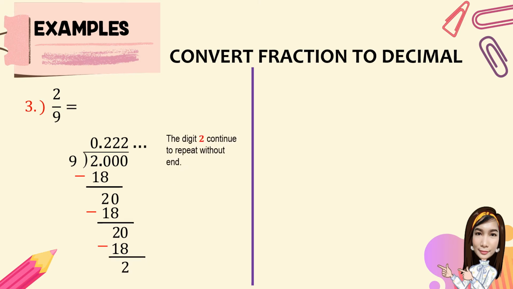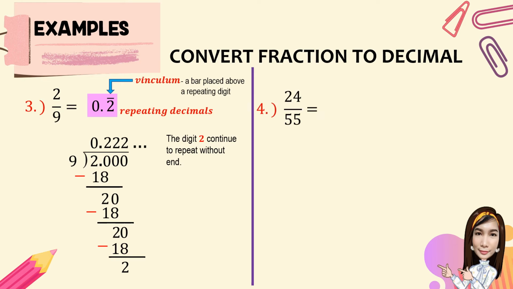Now, as you noticed, the digit 2 continues to repeat without end. So we can use the ellipsis or 3 dots that denote the number continues to repeat without end. So 2 over 9 is equal to 0.2 repeating. That is considered a repeating decimal. So we use the vinculum, a bar placed above a repeating digit.